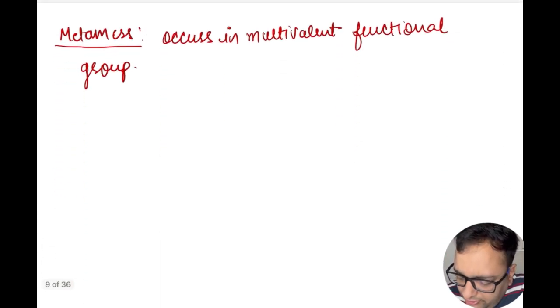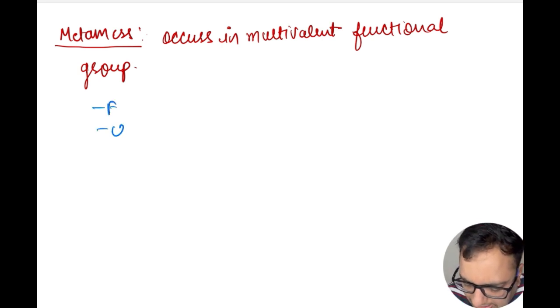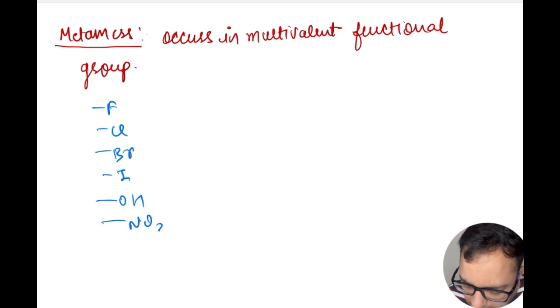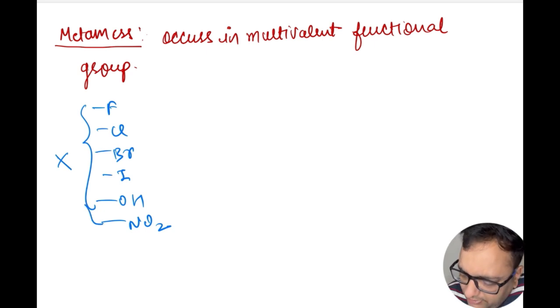Next, we are moving towards metamers. Metamers occur only in a multivalent functional group. We have lots of functional groups. Let's see which are multivalent and which are not. Let's say fluorine, chlorine, bromine, iodine, alcohol, nitro. These are the monovalent functional groups. These have only one valency, so these are not multivalent functional groups.